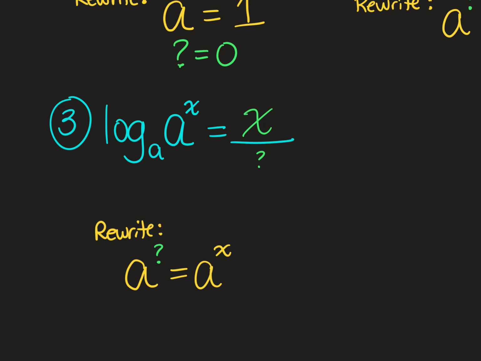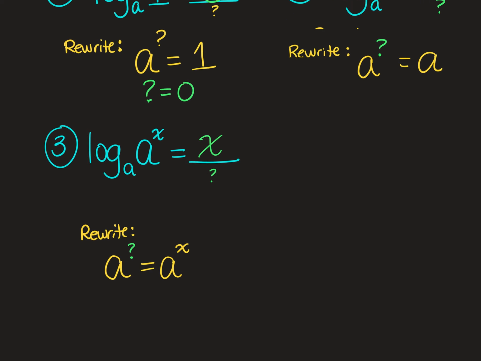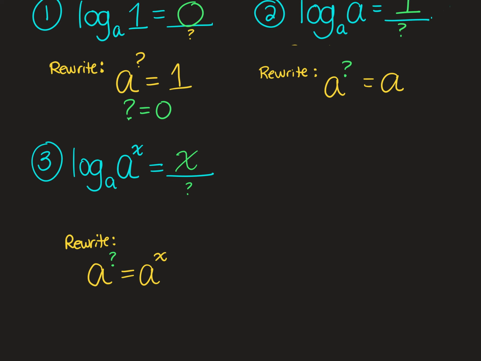So if I said the log base 2 of 2 to the x, your logarithm is going to be x. If I said the log base a of a squared, then that's going to be equal to 2. Whatever x is, that's what your logarithm will be equal to. All right, and then one more property.